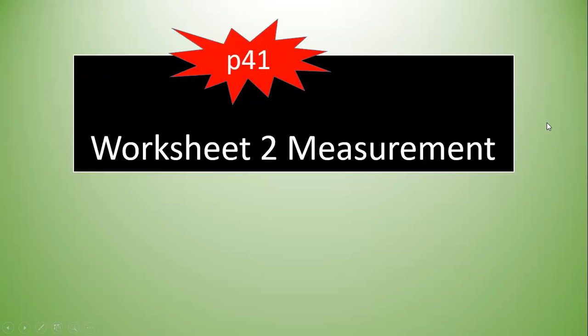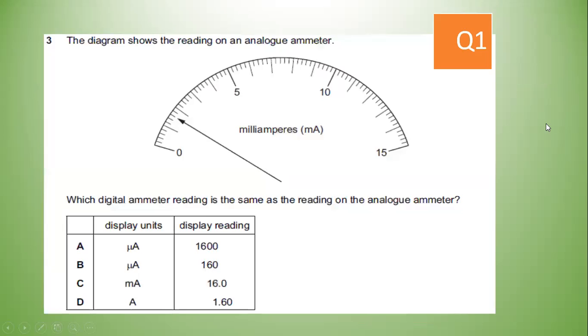Let's try some workout. You should be able to read your experiment, the milliammeter diagram. It shows the reading of an analog ammeter. A digital ammeter reading is the same as the reading on the analog ammeter. So you should be able to read. This is 1, 2, 3, 4. So this is 1, and there are 5 divisions. 1 divided by 5, so the smallest one is 0.2.